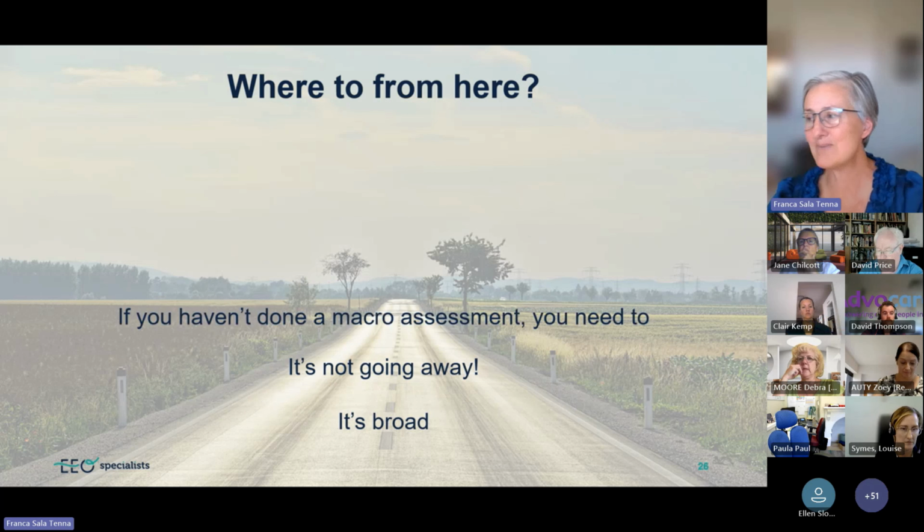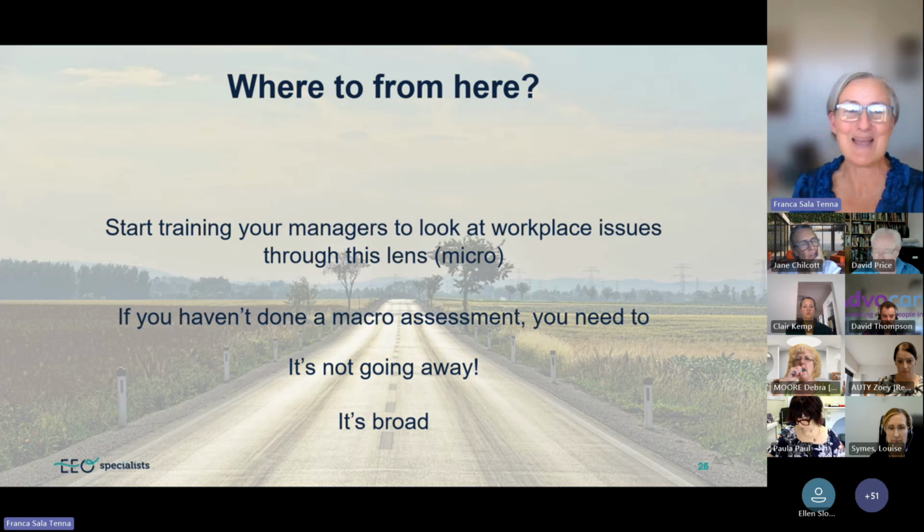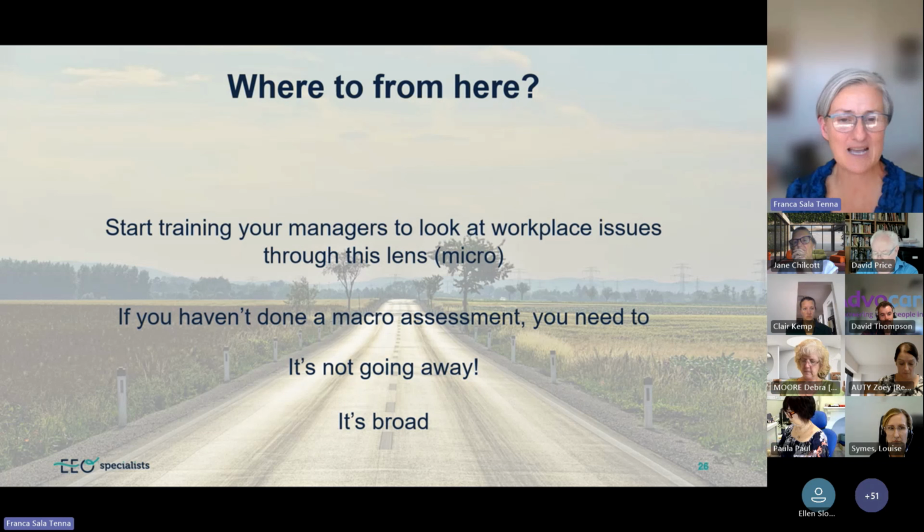If you haven't done a macro assessment, you need to do one. It's not for me. We do know people that do them. And so if you want to know who does, have a conversation, just shoot us an email afterwards and we can let you know. Start training your managers, right? They are the ones that are going to see and hear. And if they have no idea about this stuff, they're not going to be listening to it.